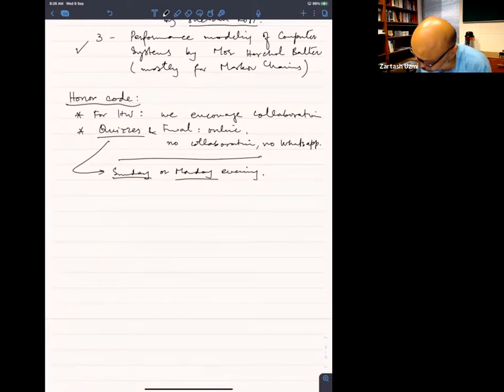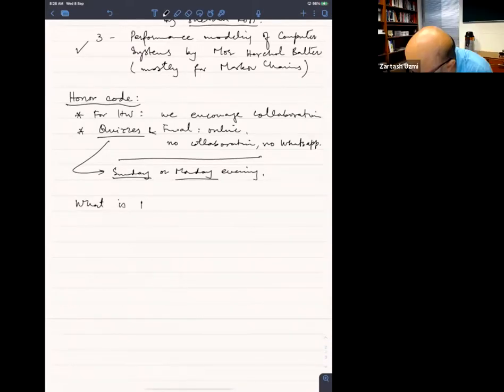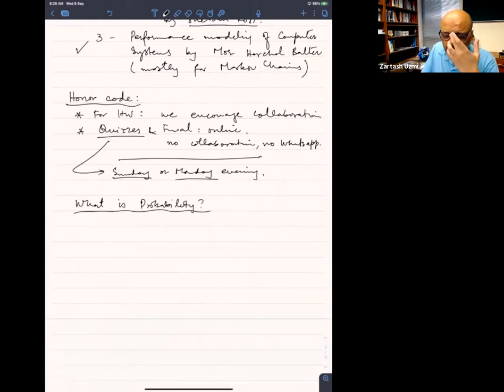So I'm going to start with the material. What is probability? So very quick, review of what is probability. So anyone wants to give an answer to that? What is probability? Probability क्या चीज होती है?